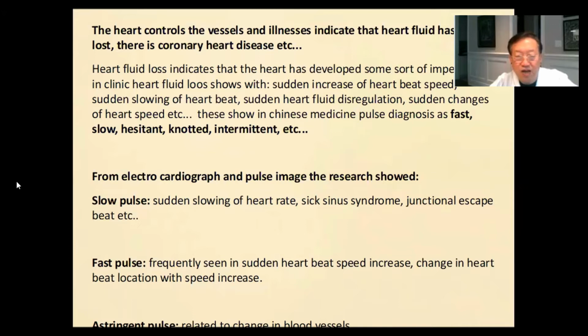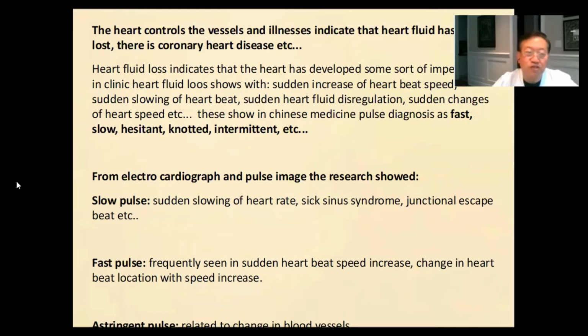Heart fluid loss indicates that the heart has developed some sort of impediment. In clinic, heart fluid loss shows with sudden increase of heartbeat speed, sudden slowing of heartbeat, sudden heart fluid dysregulation, sudden changes of heart speed, etc. These show in Chinese medicine pulse diagnosis as fast, slow, hesitant, knotted, intermittent, etc.